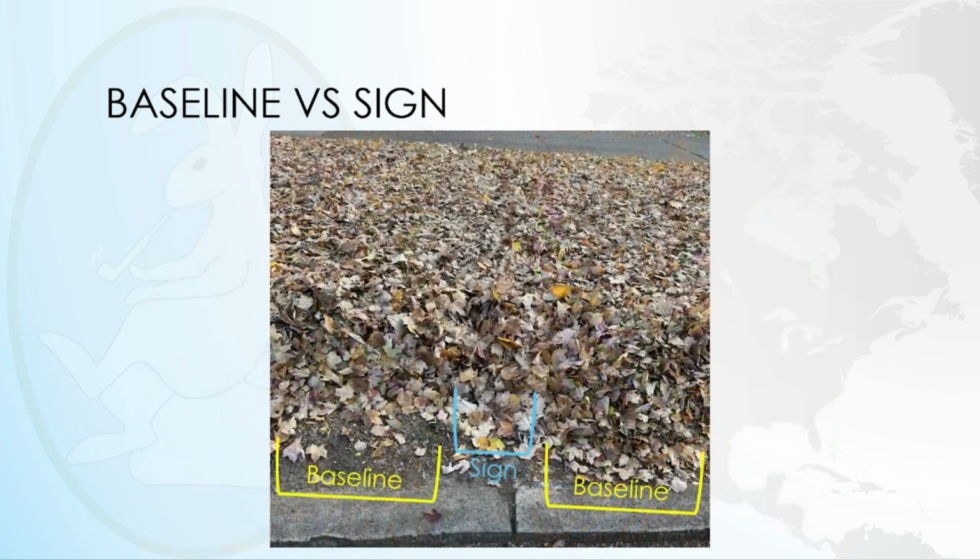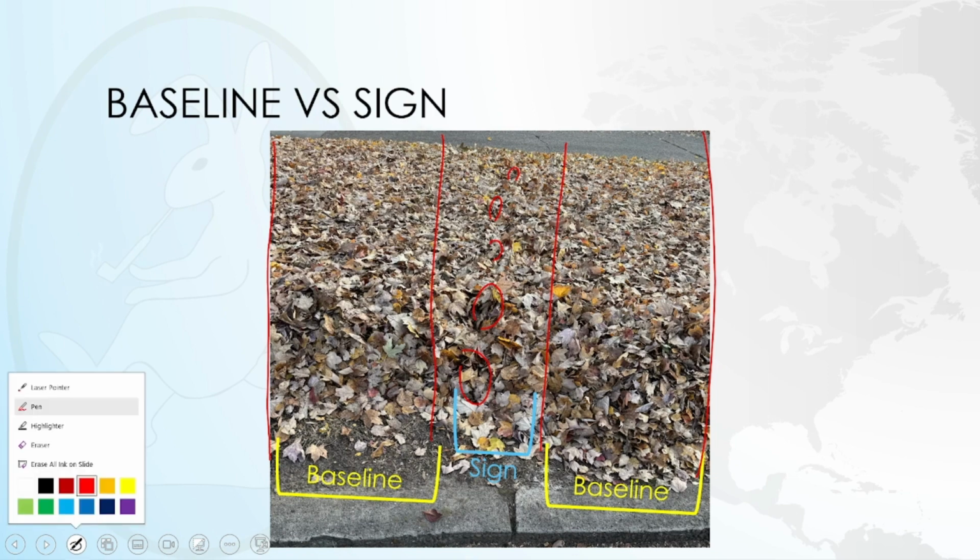Baseline versus sign. We have some leaf litter here. Over here to the left, if we follow this down, undisturbed. Follow this down to the right, undisturbed. The area in the middle, we can see where it's been disturbed. We can see where it's been disturbed walking through there. Baseline on either side, sign in the middle.